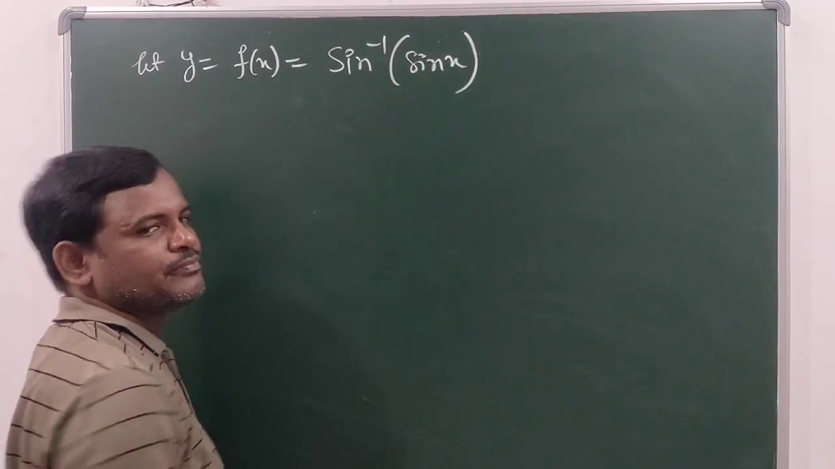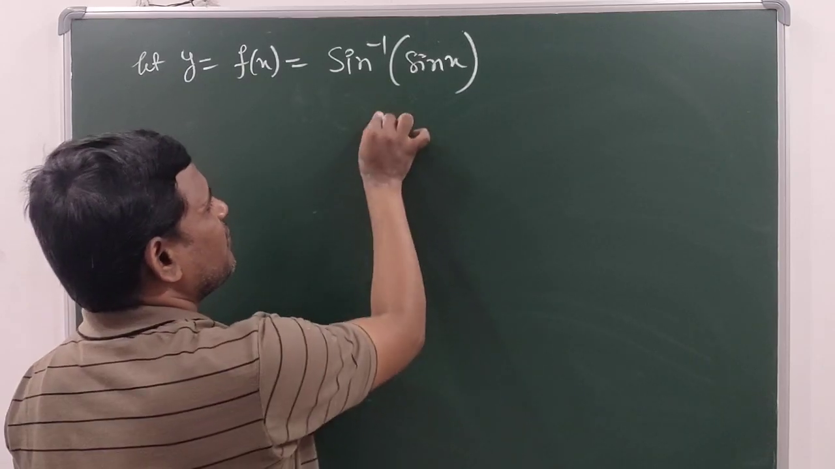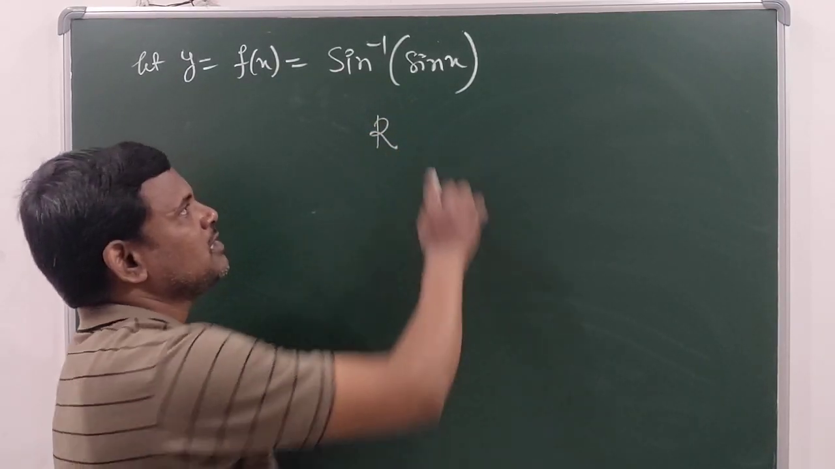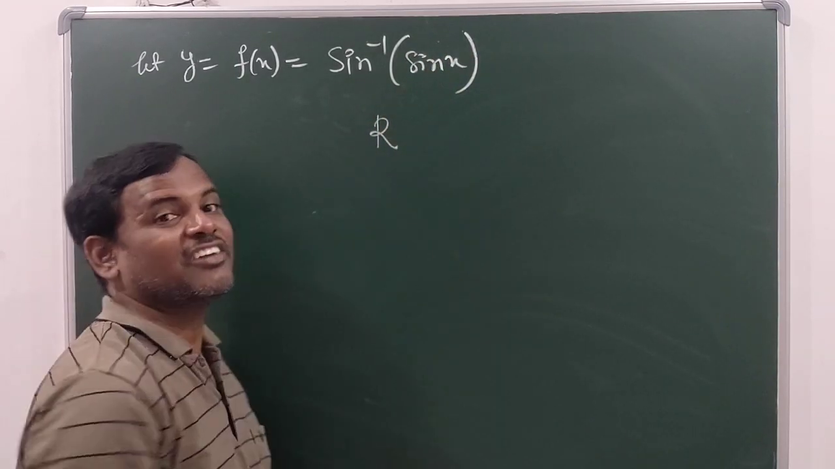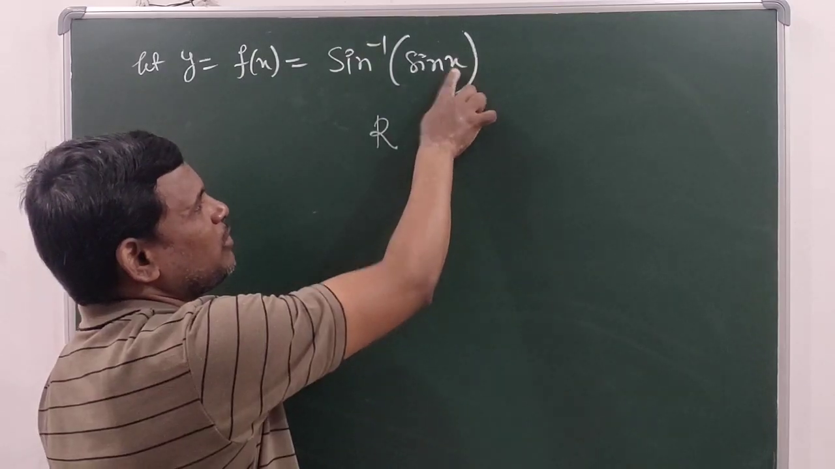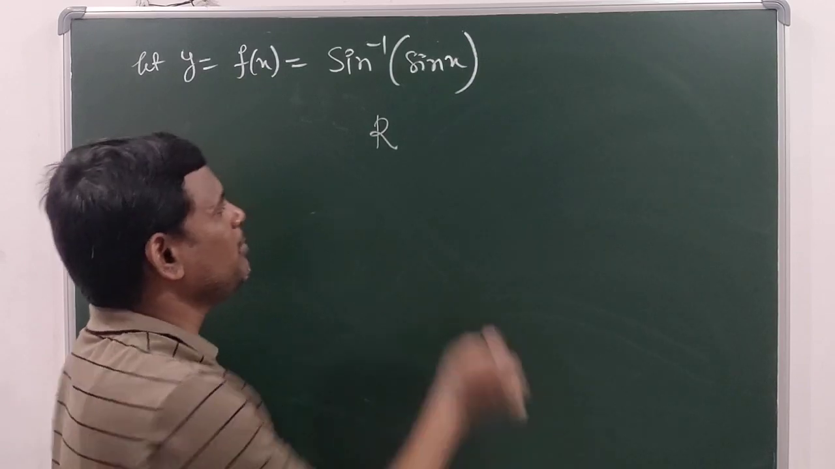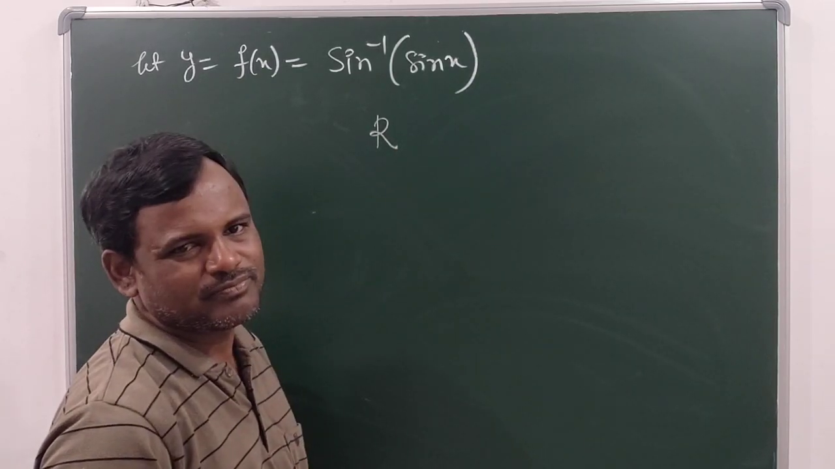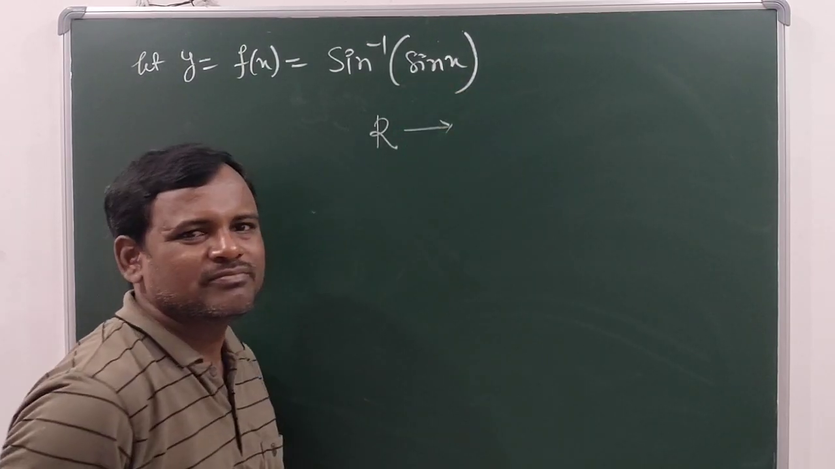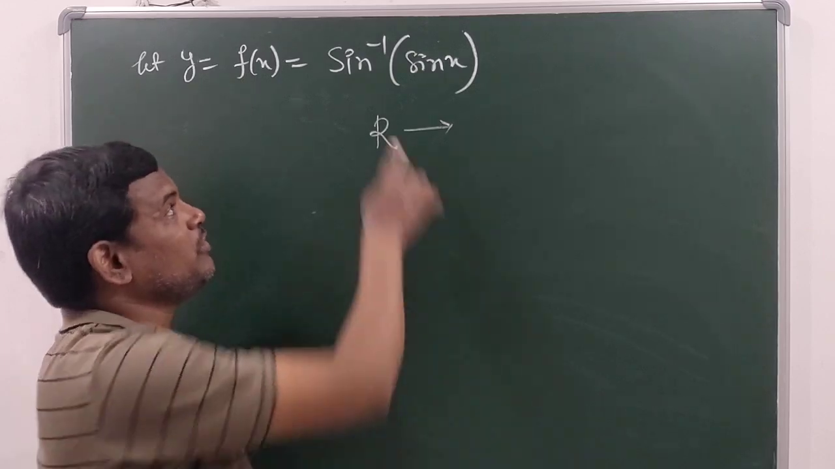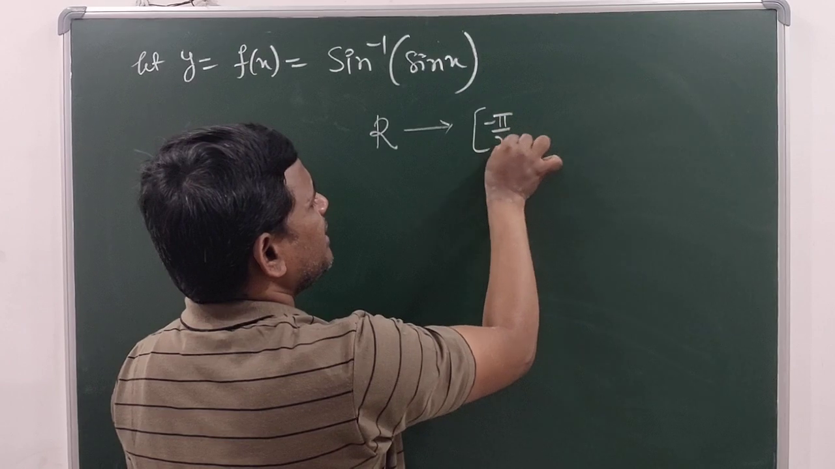Now tell me, what is the domain of this function? Set of real numbers. Because you know the domain of the sine function is the set of real numbers. If you assign x equal to any real number, then the sine function will be defined and it will give the range -1 to 1. If it is -1 to 1, that will be the domain of sine inverse of x. And finally, what kind of range do you get? -90 to 90.